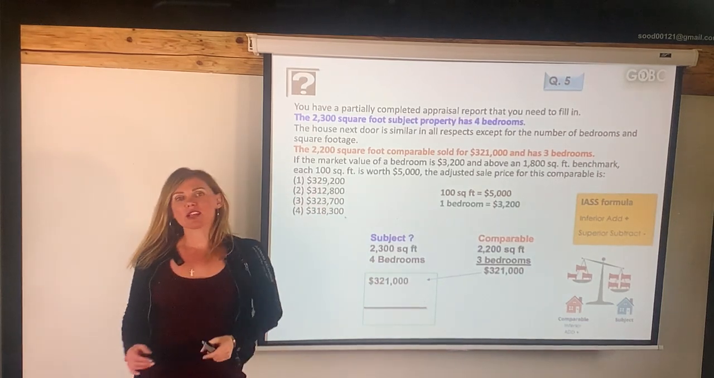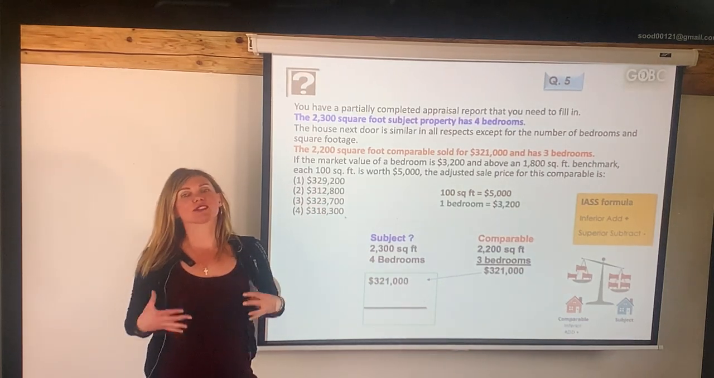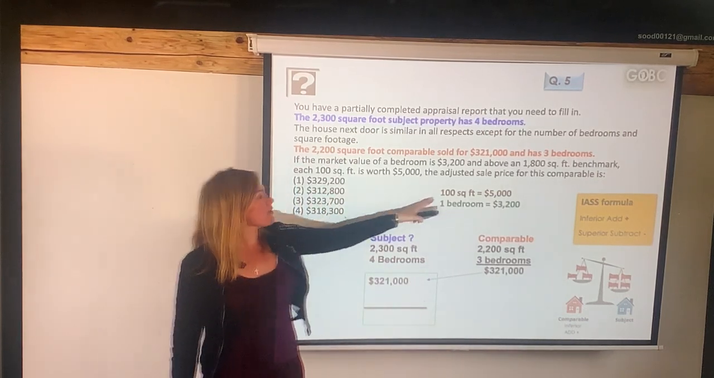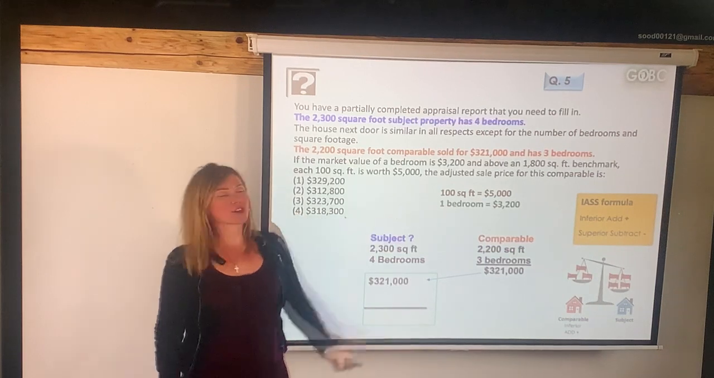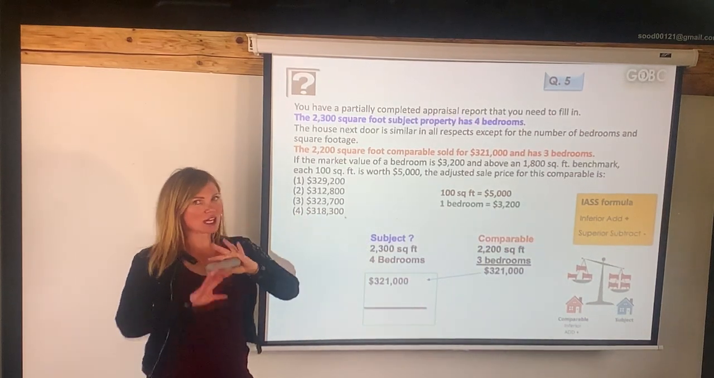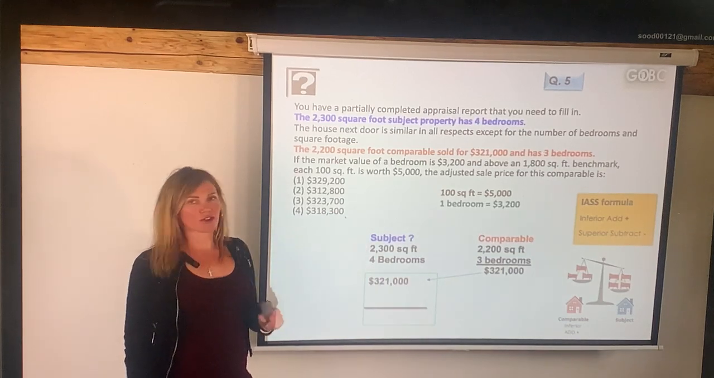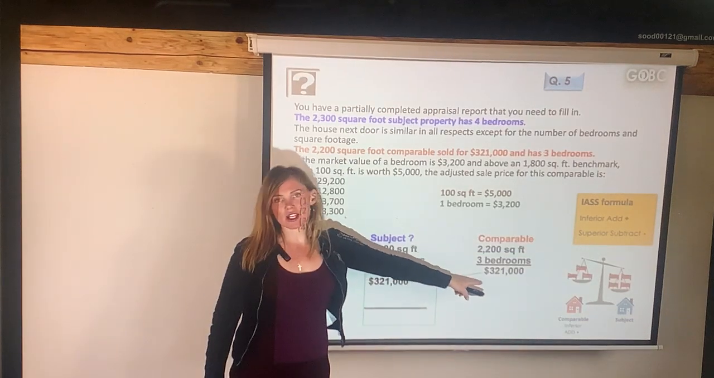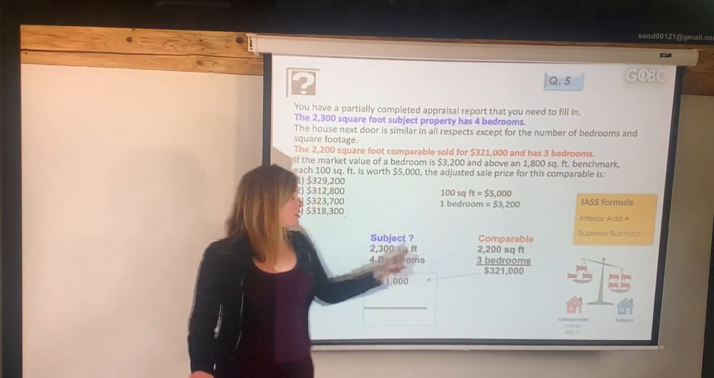In the question, they're always going to tell you how much each bedroom, bathroom, or square footage is worth. In real life, nobody's going to give you those numbers, right? But it says that each 100 square foot is worth 5,000, and each bedroom is worth $3,200, right? So if you had that type of information, and you said, look, I'm looking for the price of this. Just have a visual picture of this. Your subject has more square footage than the comparable, and more bedrooms than the comparable. Is your subject going to be worth more than 321,000? Yeah, it should, because it has more stuff, right?